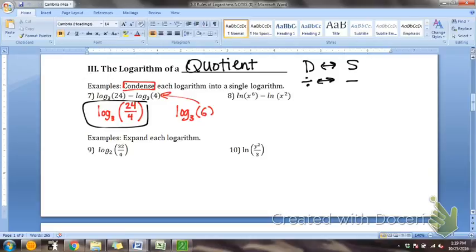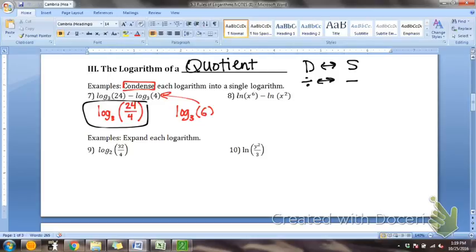Okay? Now, number 8. Why don't you see what you can do on number 8? It's natural log, but it means the same thing as log in this instance, in this example that we're doing. Who would like to offer their answer? Anthony, thank you. What did you say?